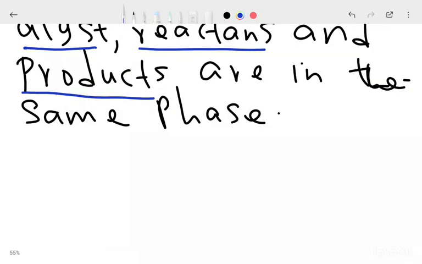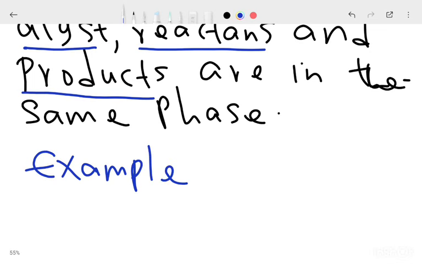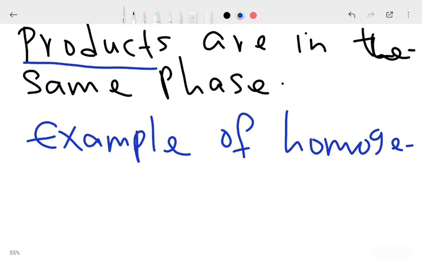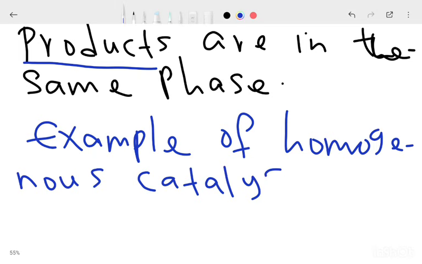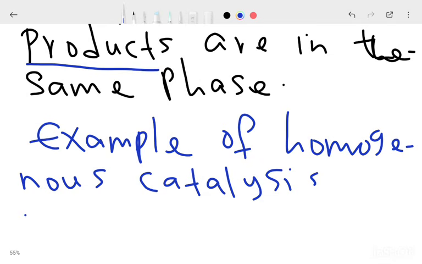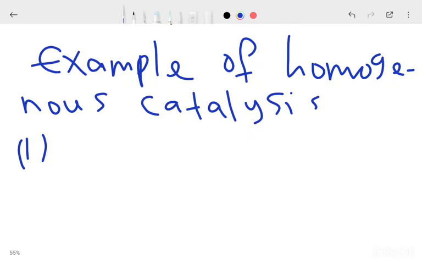Now, the oxidation of sulfur IV oxide using nitrogen II oxide as catalyst occurs in the gaseous phase. Now, write it down. Example of homogeneous catalysis. Just write only one, by using this one to cite an example, you understand.